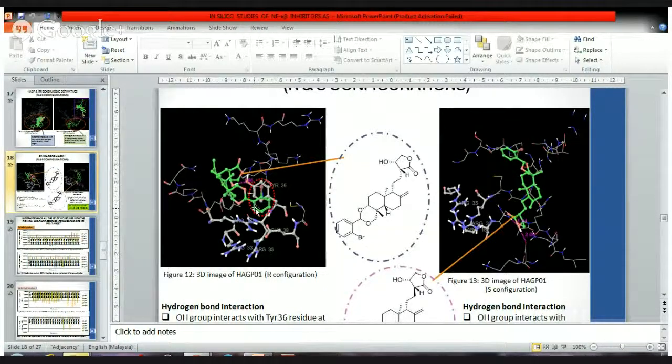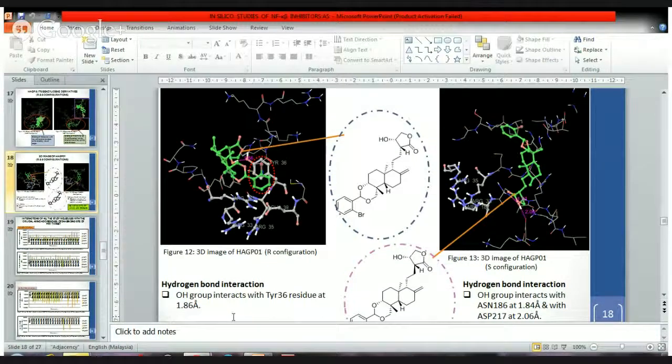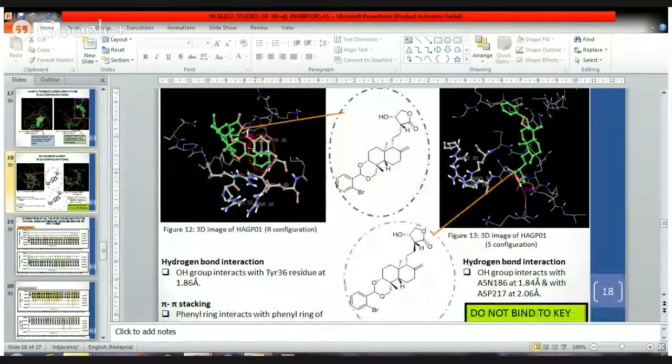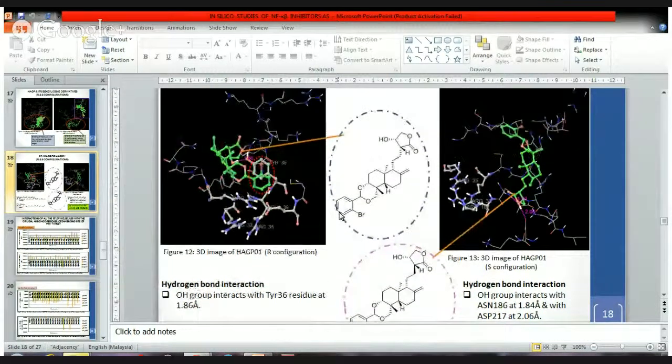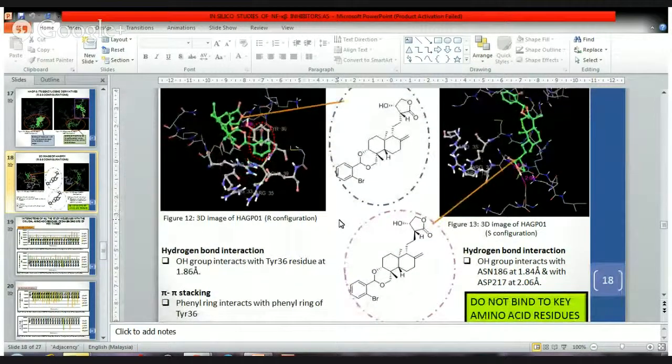What we can see is that when the HAGP01 binds to the binding pocket, there is a presence of hydrogen bond interaction. That is, the hydrogen atom of the OH group of the lactone ring of HAGP01 is known to have a significant hydrogen bond interaction with the oxygen atom of the OH group of the phenyl ring of tyrosine 36 at 1.86 Angstrom. And there is also presence of pi-pi stacking, which can be seen highlighted in red color, whereby the phenyl ring of the HAGP01 is known to form a very strong pi-pi interaction with the tyrosine 36.